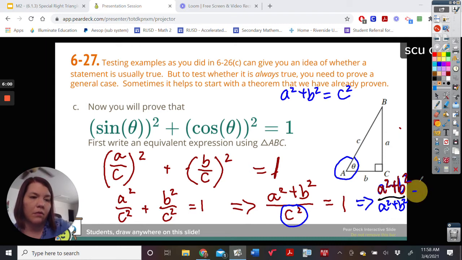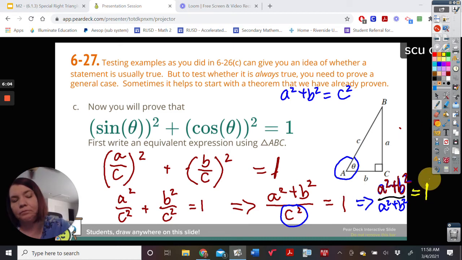Yes, we could clearly show the Pythagorean theorem happens, and I like that better. But this is more mathematically correct because we didn't assume they were equal. If we multiply both sides by c squared, we're assuming the equality, and we're trying to show the equality. It's a technicality.